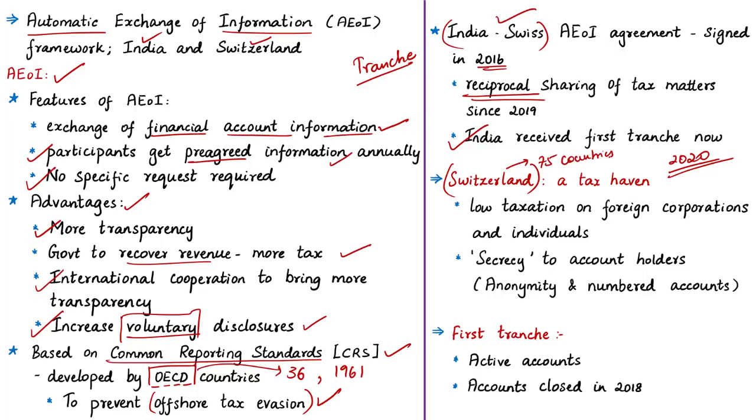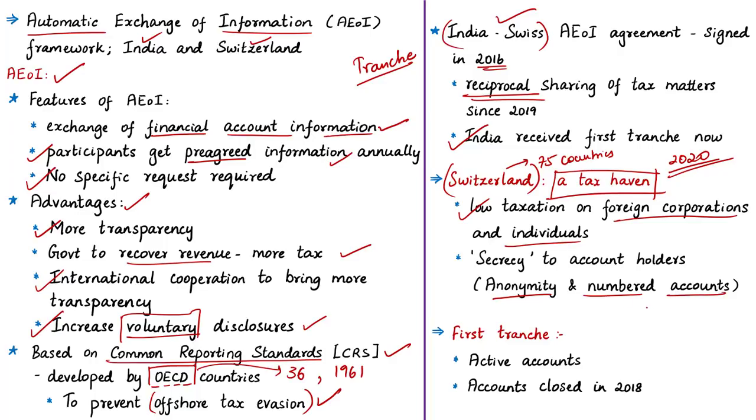So, what makes Switzerland a preferred destination for people across the globe? It is because Switzerland is a tax haven. It means it imposes very low tax on foreign corporations and individuals. Even earlier, as you may have heard, the Swiss bank also offered anonymity to the financial account details. It means those who wanted to evade tax in their home country protected their money and their identities from their home governments by using anonymous and numbered offshore bank accounts.